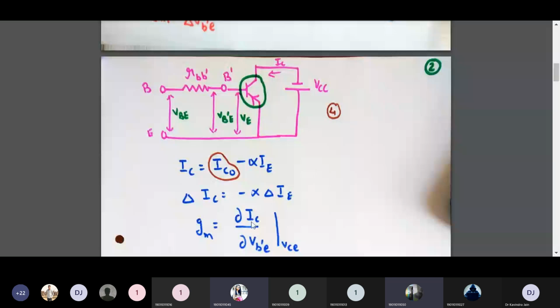Yes, sir. So kindly replace this term over here and find me the new gm. What is the value of new gm? Shriji, enrollment number 49, beta, what is the value of new gm? Sir, IC upon VB'E.